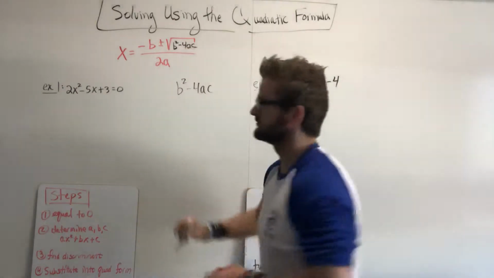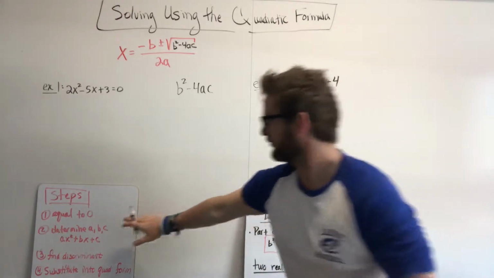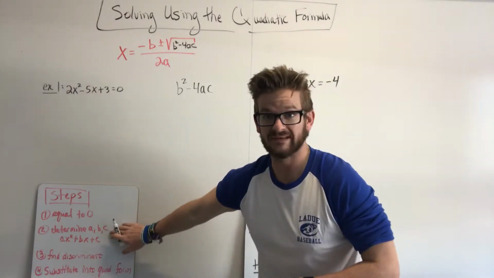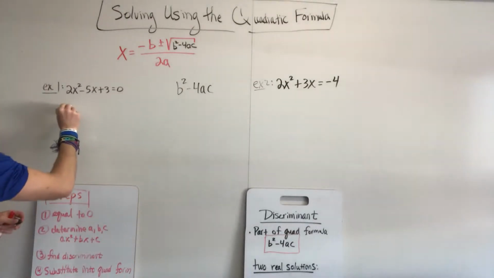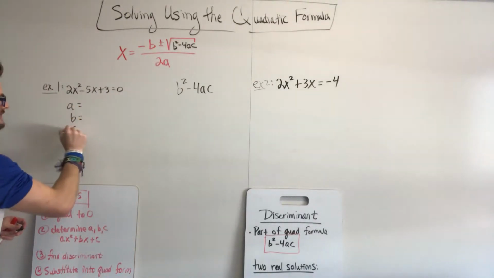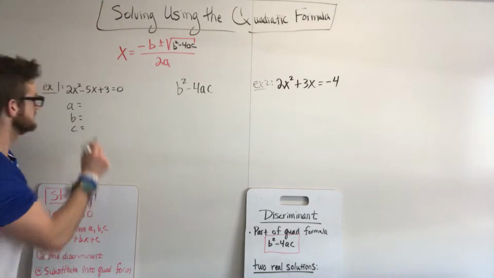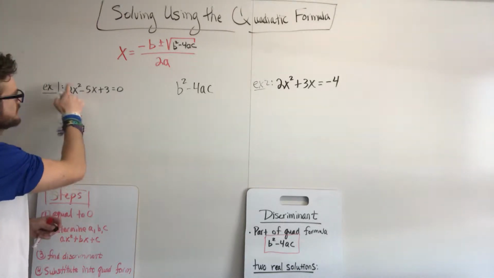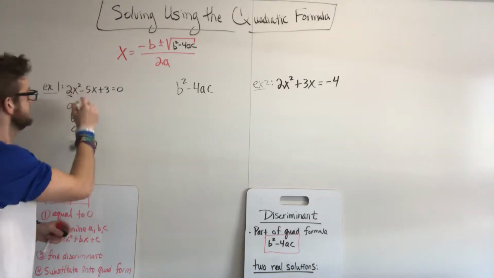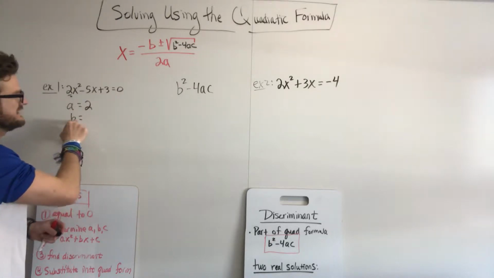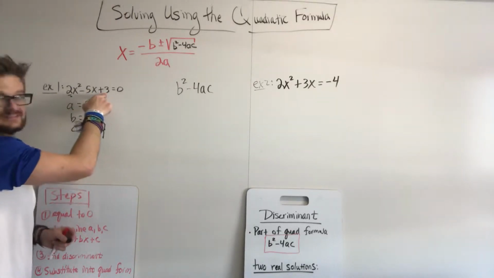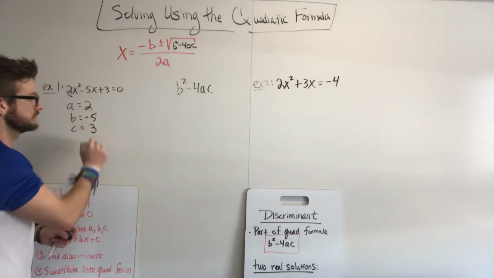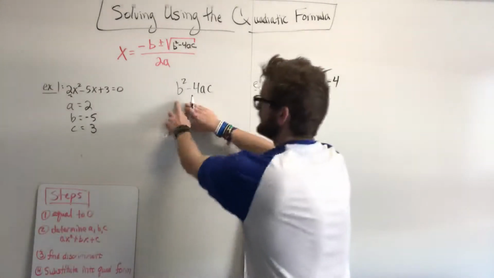It's b squared minus 4ac. Remember, one of our first steps though is determining what a, b, and c are. So I'm going to, over here, put a equals, b equals, and c equals. So a is the number, or the coefficient on the x squared. That number is 2. B is the coefficient on the x, that is negative 5, and c is the constant, or just 3.